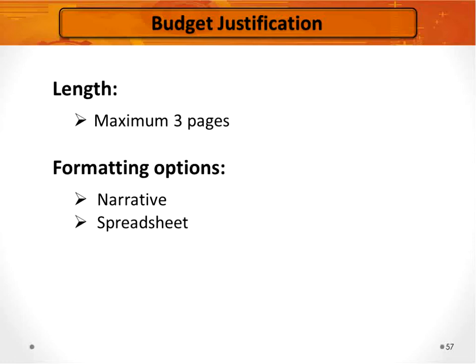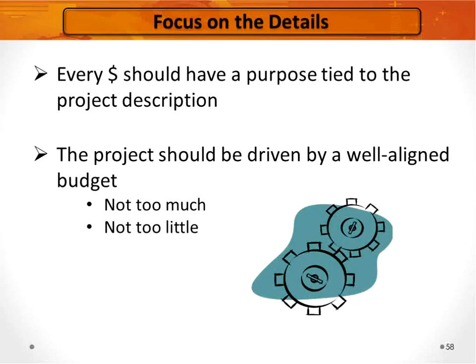Sometimes funny things can happen to special characters when you upload files and get them converted. So even if you have converted it yourself and uploaded it, make sure you take a look at it so that it looks right and that you have not exceeded the page limit. So you see you've got a 3-page limit for your budget justification. And there are a couple of formatting options for doing this. I'm going to cover only the narrative format.